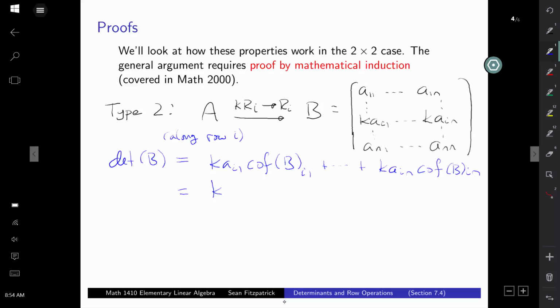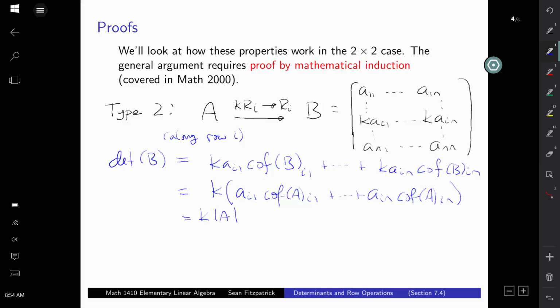Okay, so there's two things we can observe here. One is that I can factor out a k. The other one is that the only row that I've changed is the row that I'm expanding along. So the cofactor is along row i. If I delete row i, then the other rows are the same as the rows for A. So these cofactors along row i are the same as the original cofactors for A. So I get the i1 cofactor of A down to the in cofactor of A, which is just k times the determinant of A.